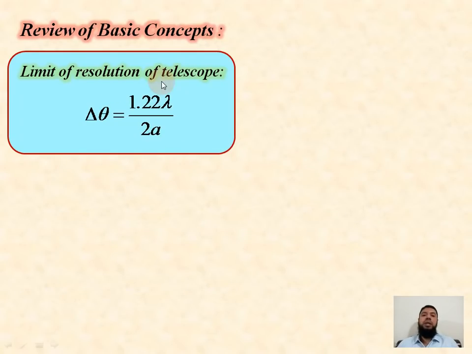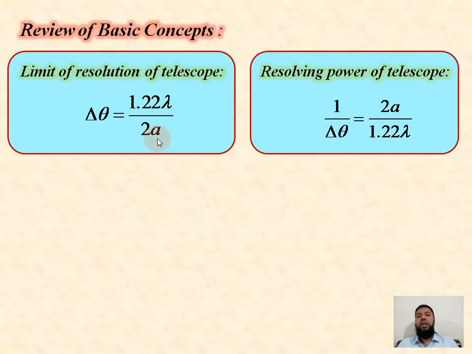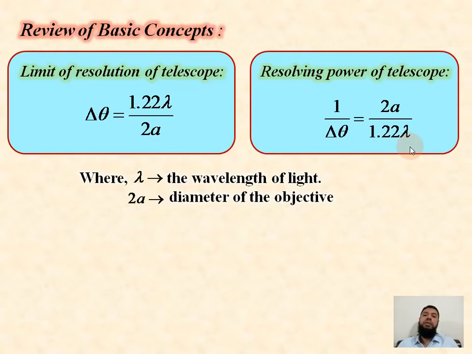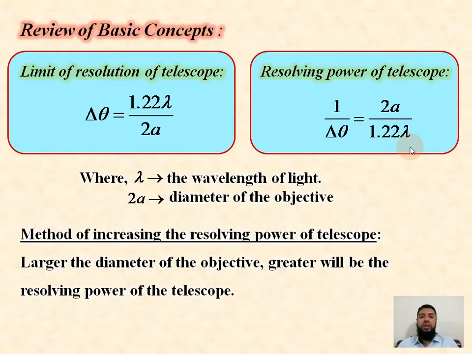Then we have learnt the limit of resolution of a telescope, delta theta is equal to 1.22 lambda by 2a, and the resolving power of the telescope, which is the reciprocal of the limit of resolution, 2a by 1.22 lambda. And we have learnt about increasing the resolving power.